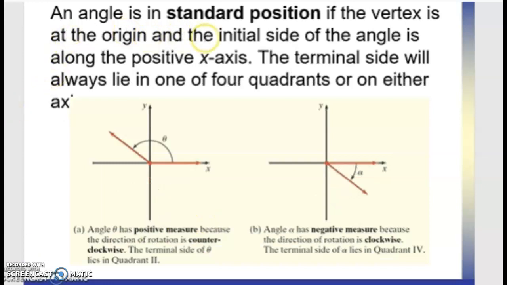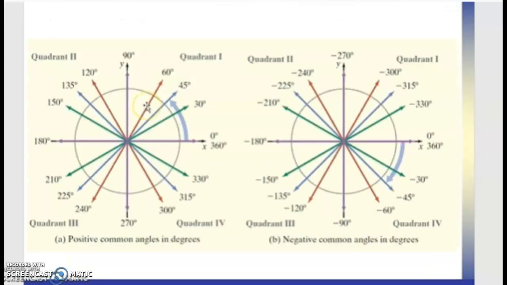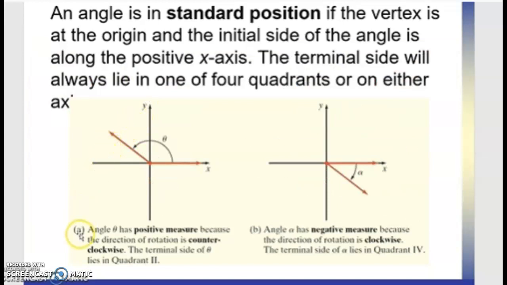An angle is in standard position if the vertex is at the origin and the initial side of the angle is along the positive x-axis. The terminal side will always lie in one of the four quadrants or on the axis. An example of an angle with a positive measure, and an example of an angle rotated clockwise with a negative measure.